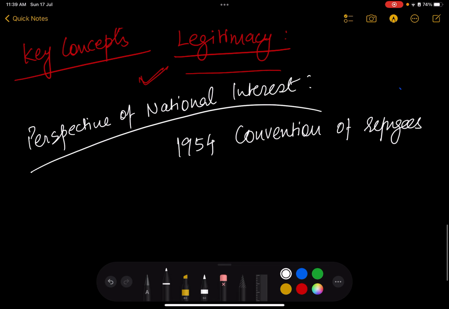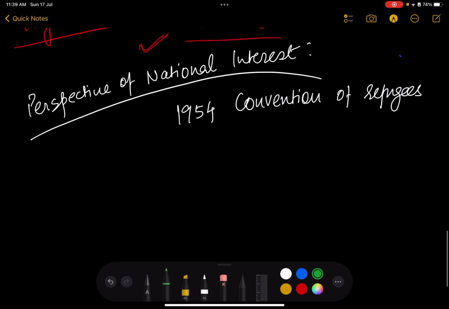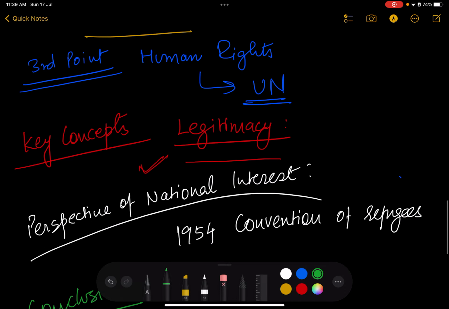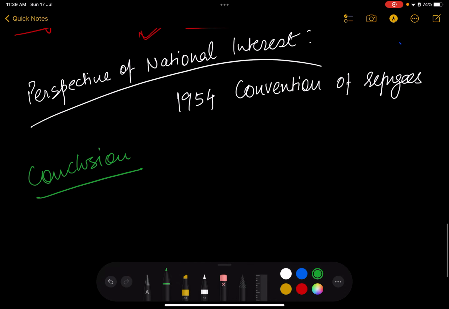Now, finally, conclusion. So you saw that multiple perspectives we are covering, right? Now, in conclusion, we see that national interest in terms of legitimacy, self-interest to promote security, bandwagoning, and the refugee crisis could prompt Denmark to militarily intervene in Mali.